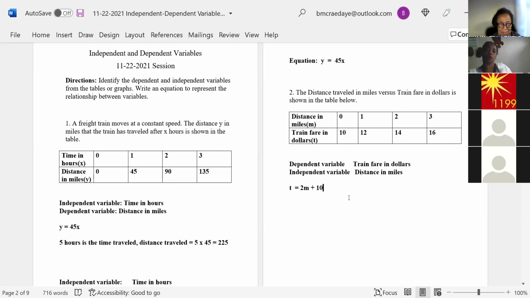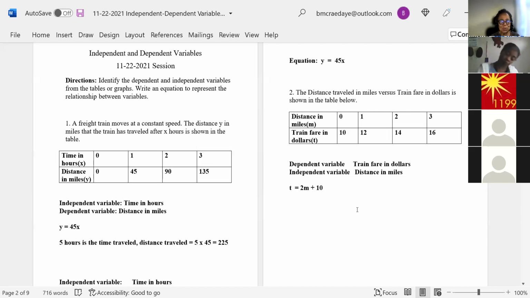That's right. So it's like y equals mx plus b. That 10 is like your y-intercept, right? The 10. The 2 represents your what? Your slope.